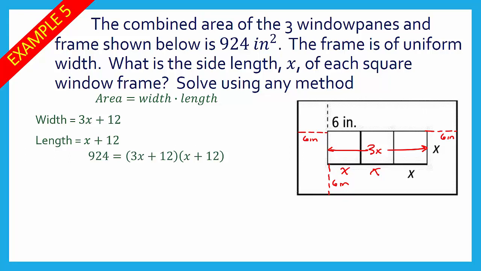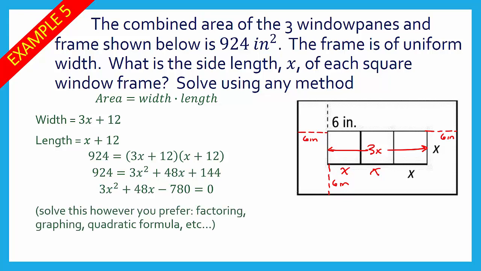All right, so we multiply those together. Use FOIL to get 3x squared plus 48x plus 144. Then subtract the 924 from both sides so that you can set this equal to 0, which will give you a negative 780. A clue that you're on the right path is this ends up being a negative number, you're good. If it ends up being a positive number, you're probably doing something wrong. And then again, solve by any method you want, factoring, graphing, quadratic formula, etc. And you're going to get x equals negative 26 or 10, but again, we cannot have a negative, all right?